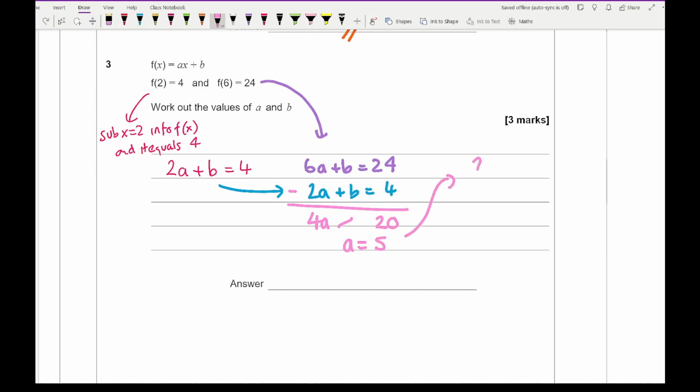And then from this I can work out what b is. So taking 2a plus b equals 4, I know that a equals 5, so that's going to be 10 plus b equals 4. So b equals minus 6.